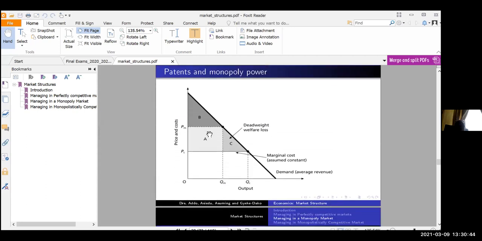If the price is at a competitive level, with a lot of firms in the market, you'd be buying the product at PC, 50 Ghana cedis. And if you buy the product at PC, you have this whole shaded area as your surplus: A plus B plus C. But if the monopolist charges you PM, the A which belongs to you will now go to the monopolist. So you will be left with only B.